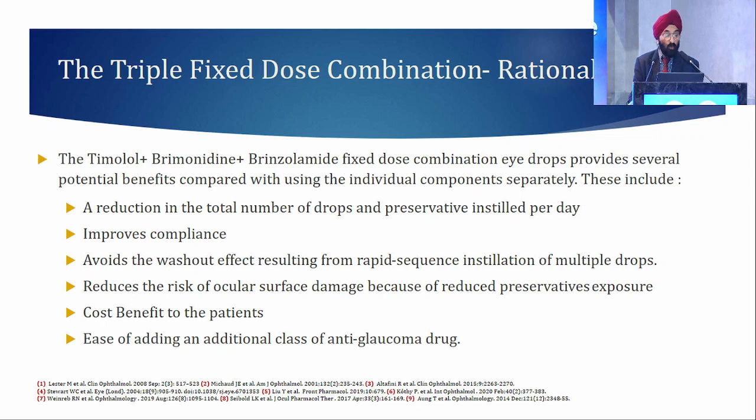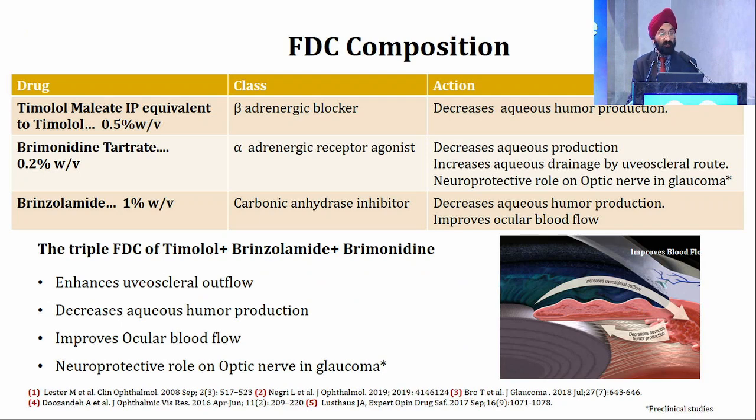And how is it going to help us? We are definitely going to have 3 classes of drug in 1 bottle. So there is a reduction in total number of drops, improving compliance, decreasing washout effect, reducing the risk of ocular surface damage from exposure to preservatives, and there is ease of adding an additional class of anti-glaucoma drug to this 1 bottle if we so require. And this combination is brinzolamide, brimonidine with timolol.